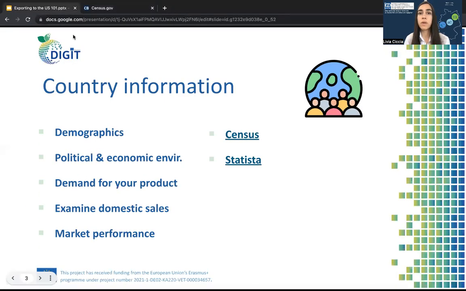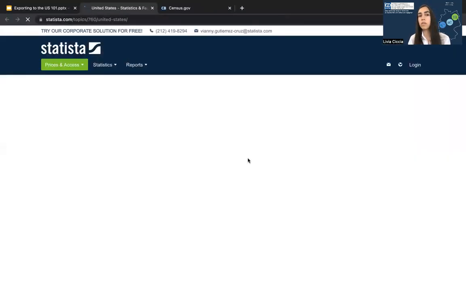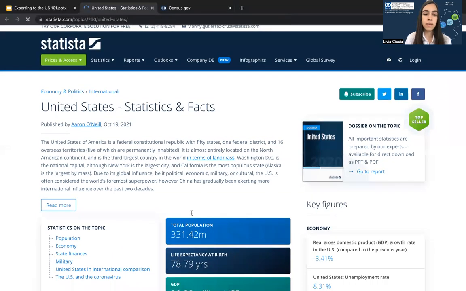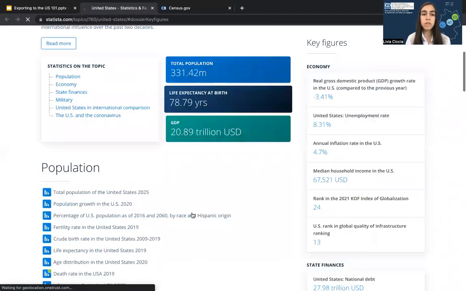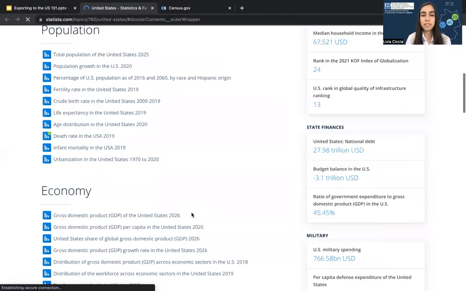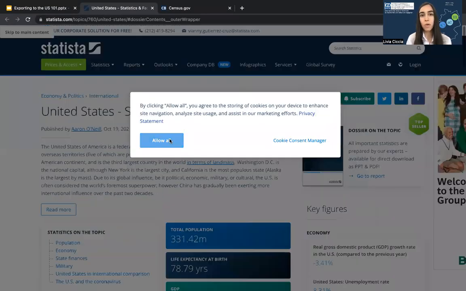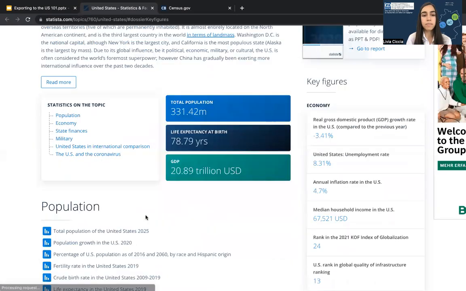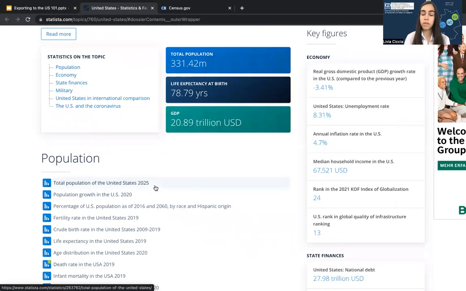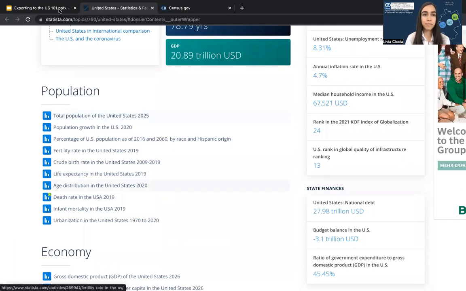Statista is also a good website, and here you can find more information also about the economic status and political situation. These are all the information that you can find, divided by topic.